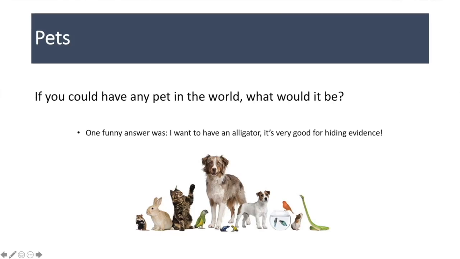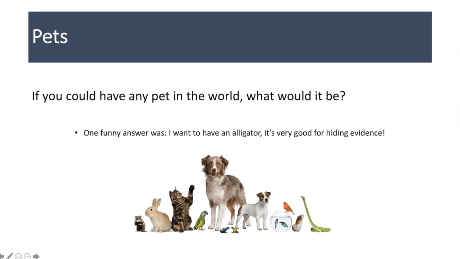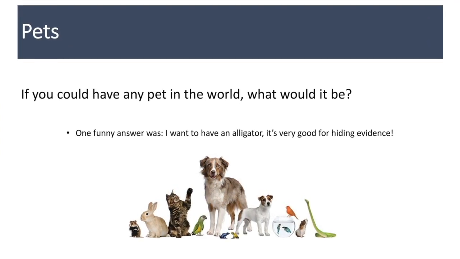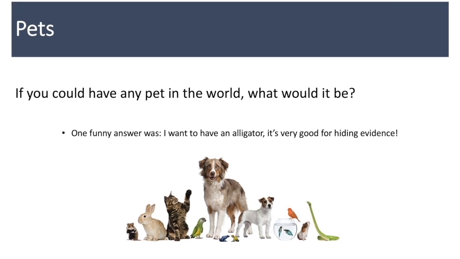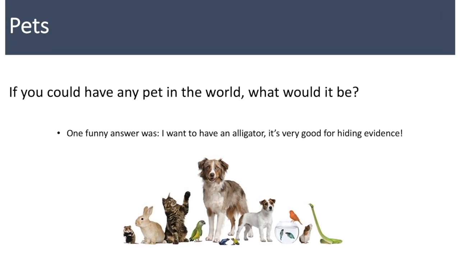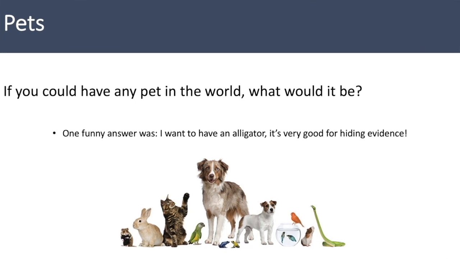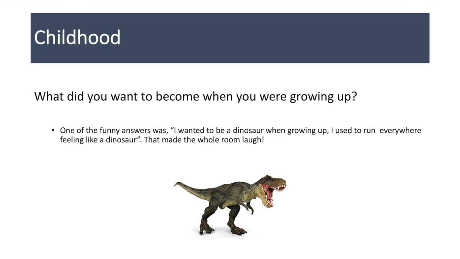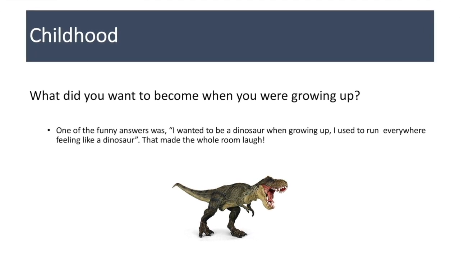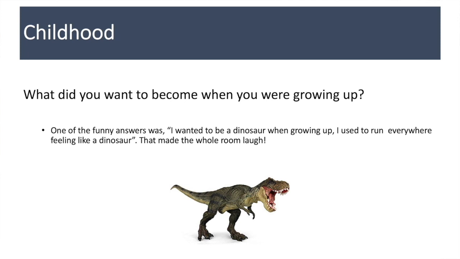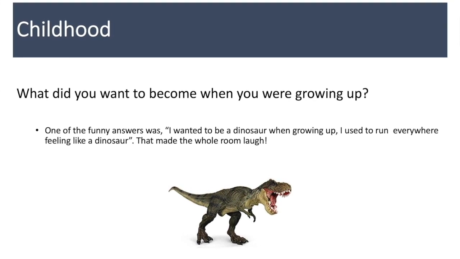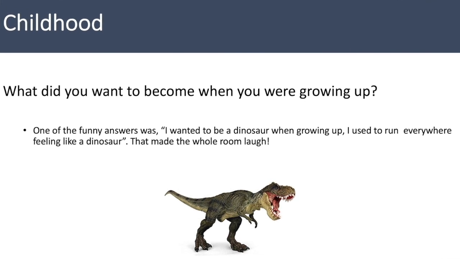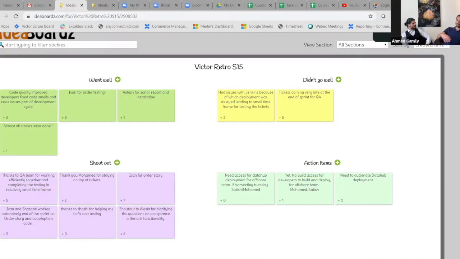If you could have any pet in the world, what would you have? One of my team members said, I want to have an alligator. It's very good for hiding evidence. It made the whole room laugh, and then everyone started saying what they wanted. What did you want to become when growing up? Somebody said he wanted to be a dinosaur, and he was running across the street hitting his head. He made the room laugh as well. Yeah, that's awesome. This is for when it was a very tough sprint and you want people to de-stress, right?